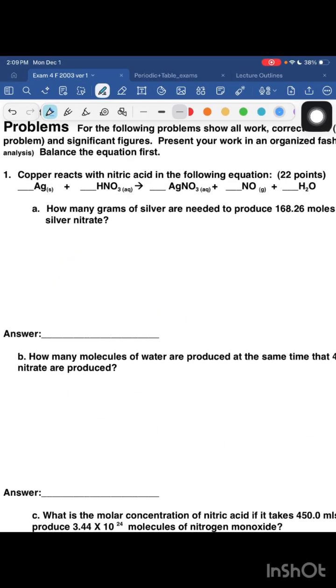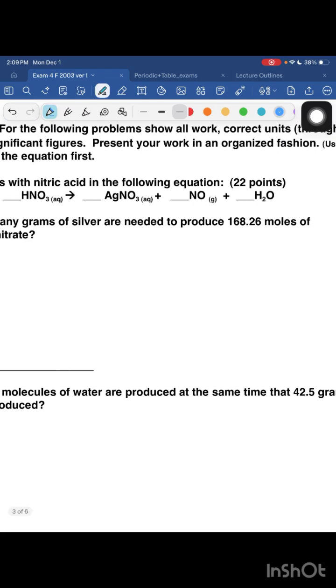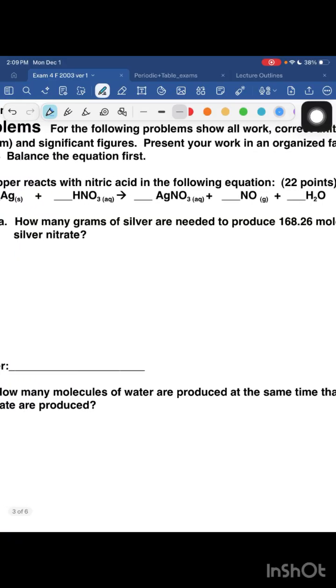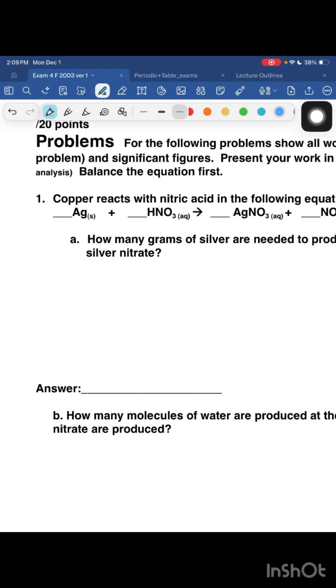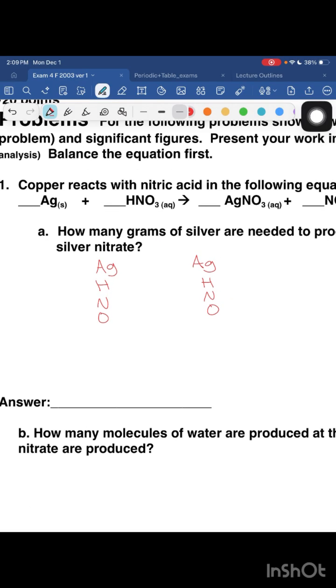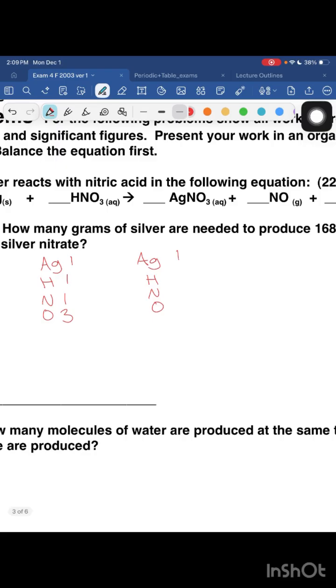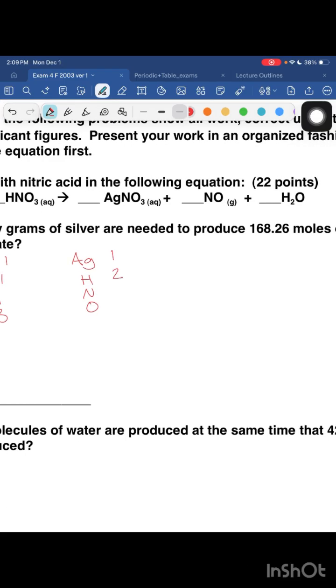Okay, before we do anything else, let's balance this equation. Sorry, it's ugly. Okay. So we have Ag, H, N, and O, Ag, H, N, and O. So I've got 1 silver, 1 hydrogen, 1 nitrogen, 3 oxygens. And then I've got 1, 2, 2, and 5. That's disgusting.